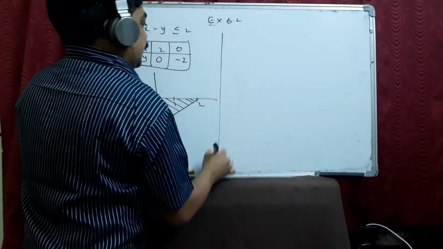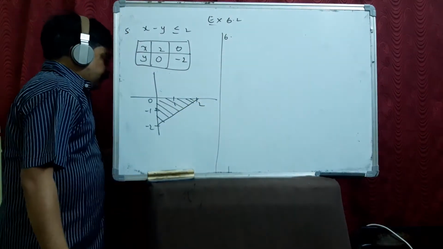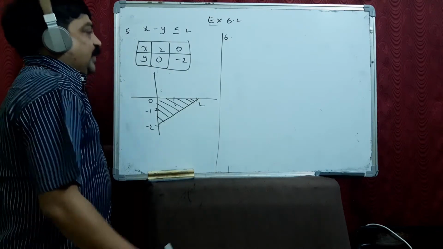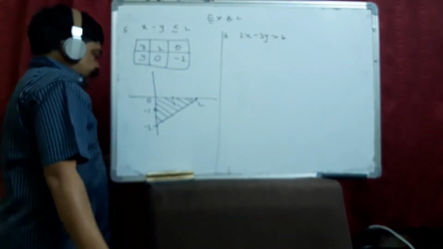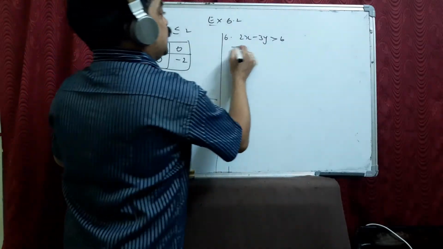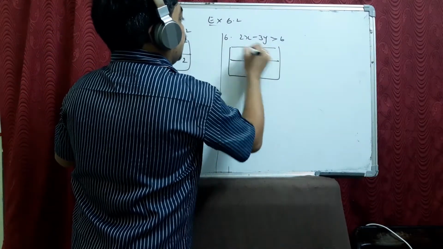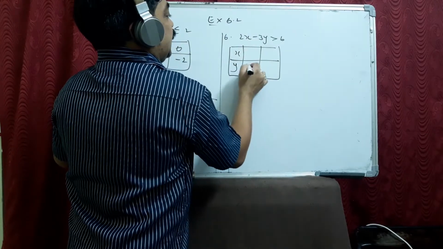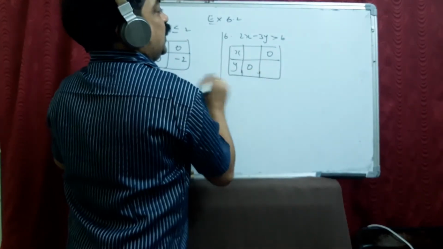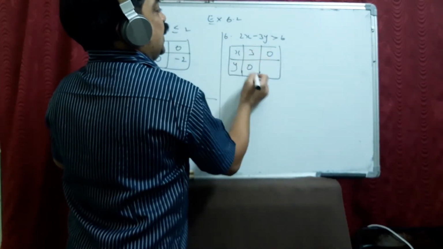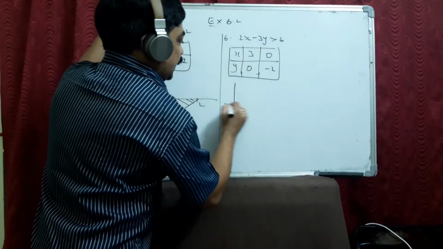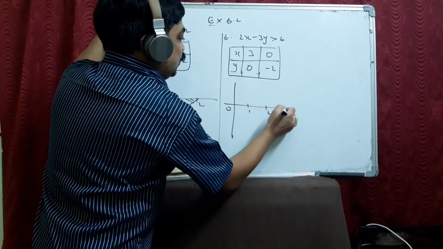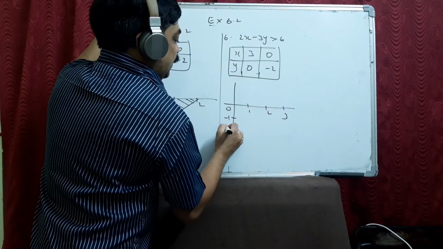It is true. So you can shade towards the origin. Okay. Next, sixth one. 2x minus 3y greater than 6. Now, take a box as usual. x, y, 0, 0. When y is 0, x will be 3. When x is 0, y will be minus 2. So, 1, 2, 3. Minus 1, minus 2.